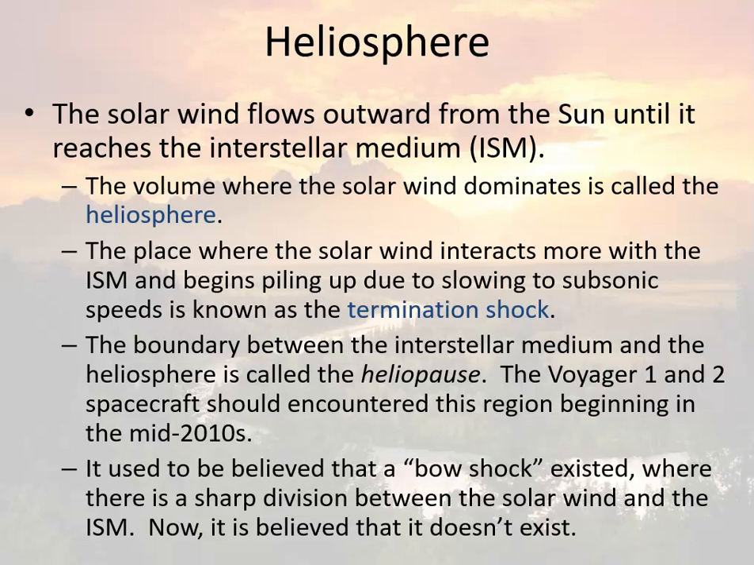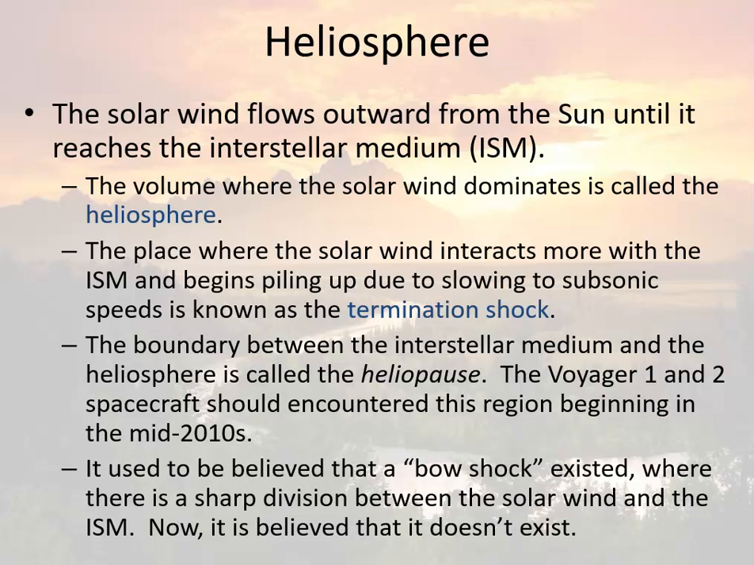Now, the solar wind itself interacts with the area surrounding our sun, which we call the interstellar medium. And that area itself has magnetic fields, weak magnetic fields, due to particularly just the rest of our galaxy, and it's something that interacts with our sun.